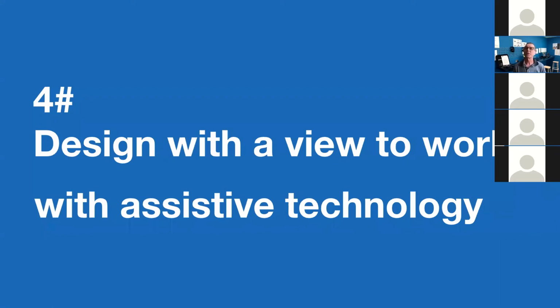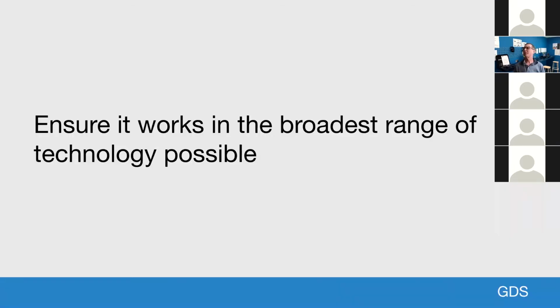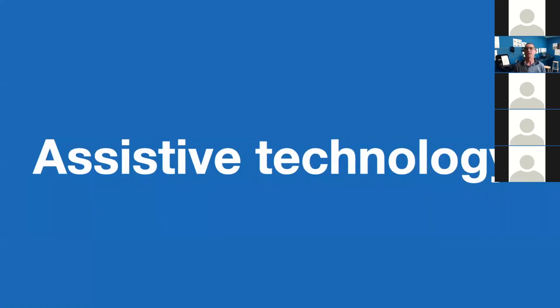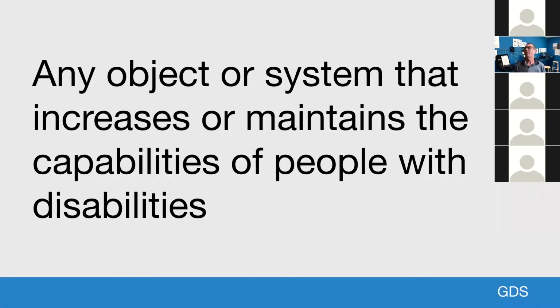Then the fourth principle around this is to design with a view to work with assistive technology. I'll just explain a bit about what assistive technology is. Just to say, ensure it works in the broadest range of technology possible. But assistive technology is any object or system that increases or maintains the capabilities of people with disabilities. Now, there are examples in the real world, so things like a walking stick, a wheelchair, a pair of glasses could be considered assistive technology.